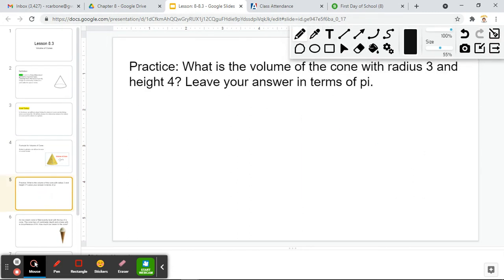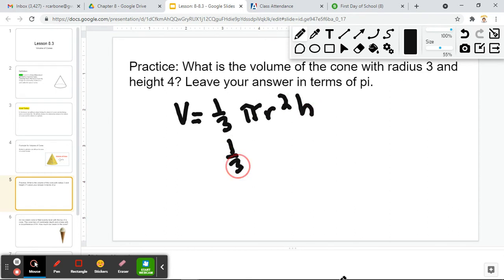All right, let's start with some practice here. What is the volume of a cone with radius 3 and height 4? Leave your answer in terms of pi. Remember, that means that volume is equal to 1/3 pi r squared h. So 1/3 is going to stay there. We're leaving our answer in terms of pi, so I'm just going to leave the pi there. Our radius was 3, so 3 squared is 9, and our height is 4. So I have 1/3 times 9 times 4.